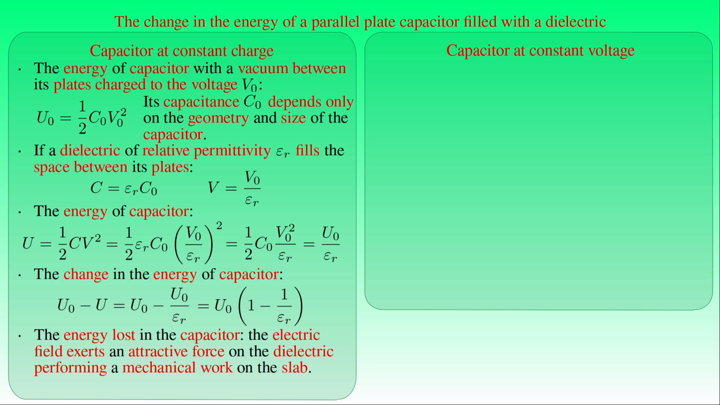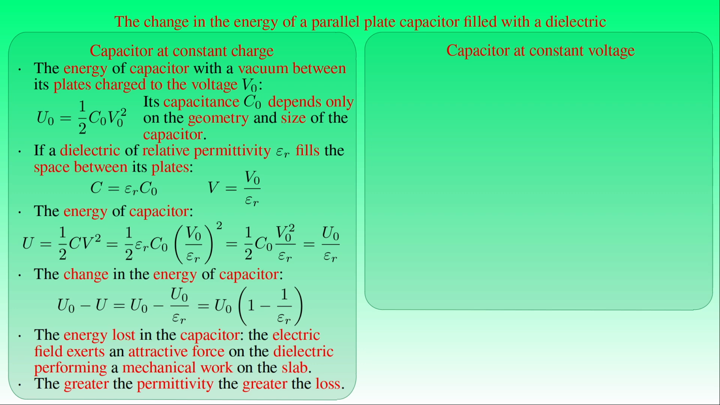interpreted as follows. As the dielectric slab is introduced between the plates of the capacitor, the electric field inside the capacitor exerts an attractive force on the dielectric because the polarized material lowers the electrostatic energy of the system. If the slab moves inward without acceleration, this force performs mechanical work on the slab pulling the material inward. The decrease in the electrostatic energy stored in the capacitor is therefore converted into mechanical energy transferred to the dielectric. As the result shows, the greater the relative permittivity epsilon r of the dielectric, that is the greater the multiplication factor of U0 on the right-hand side of the equation, the greater the energy lost by the capacitor.